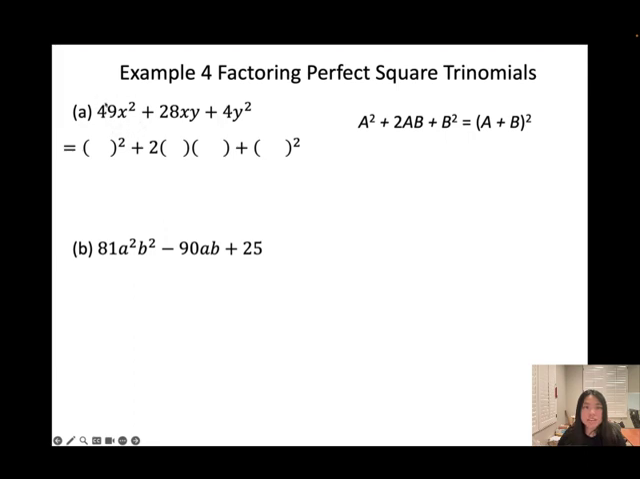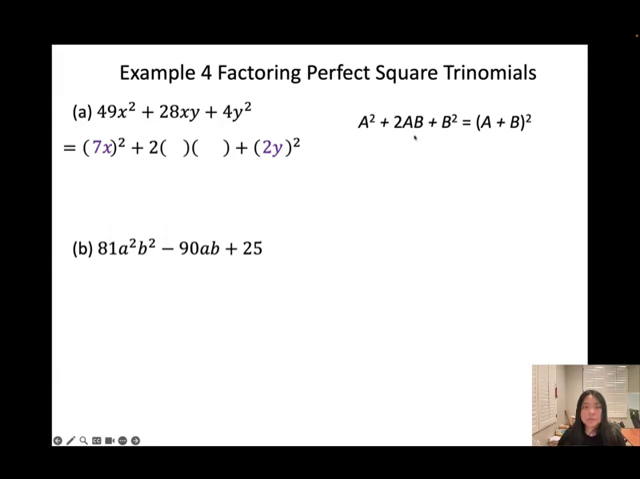This is a 49x squared. So I'm supposed to have a 7x squared. Okay, 7x times 7x, which is going to be 49x squared. This guy, 4y squared, it can be 2y, right? 2y times 2y, which is going to be 4y squared.